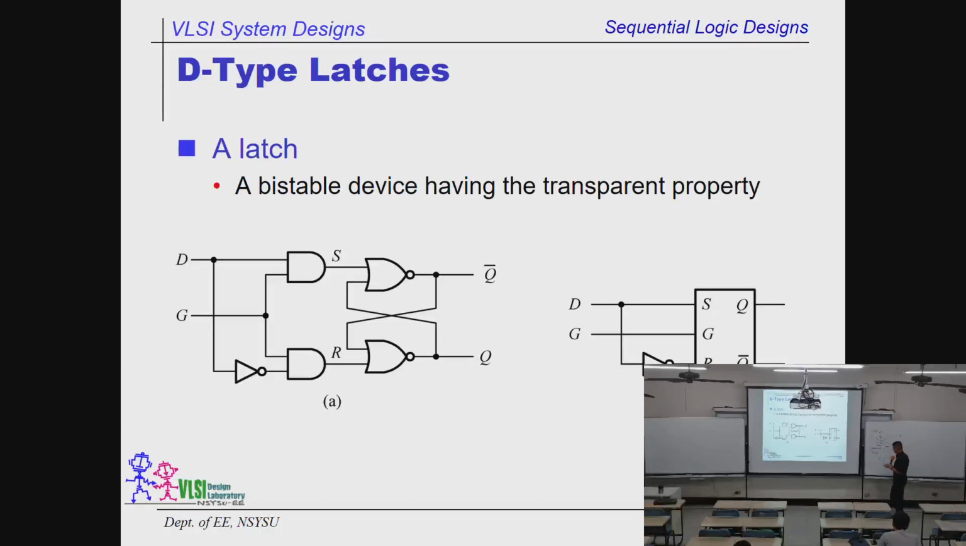Now let's change it a little bit. What if we have a 1 and a 0? If we have a 1 and a 0 here, let's see what's going to happen. Well, this is 0 and 1.